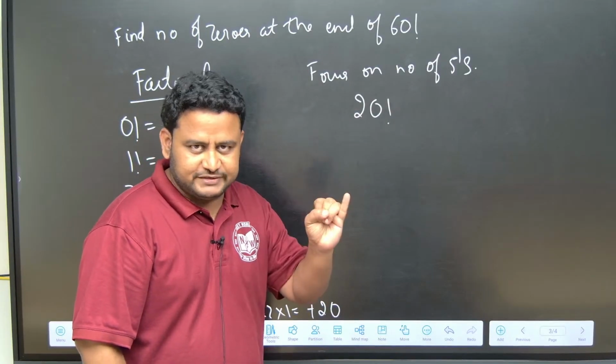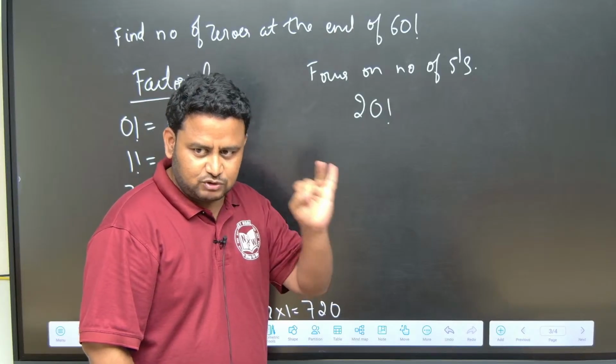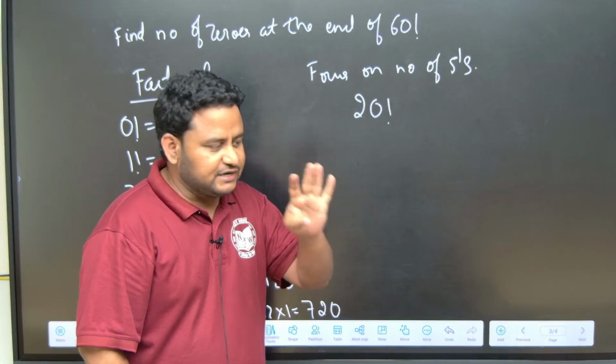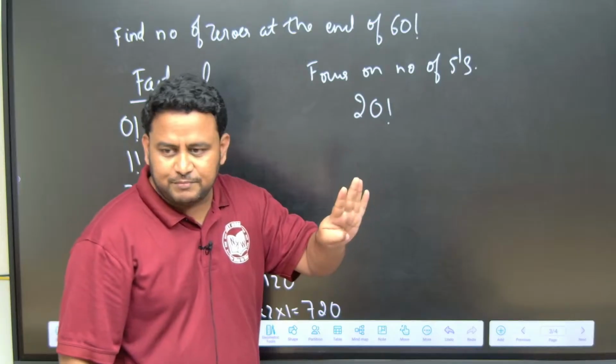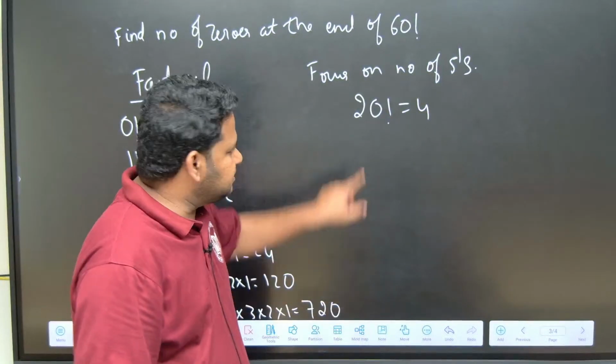The first 5 is one number, another is 10, in 10 there is one 5, in 15 there is one 5, in 20 there is one 5. So, 20 factorial will have how many 5s? It will have 4 5s. Okay. So, this is the way you can solve.